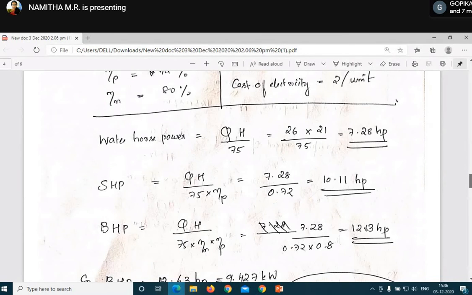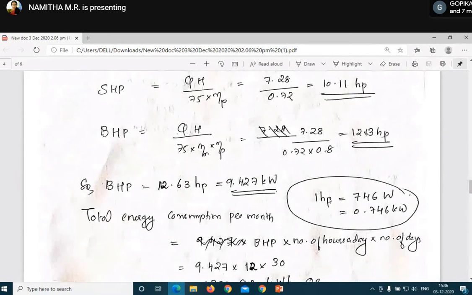Okay. So how can we convert this HP into kilowatt? 1 HP is equal to 746 watts. That means 0.746 kilowatt. This thing you have to remember. So we have to multiply this 12.63 with 0.746 for getting this kilowatt reading. So we'll get 9.427 kilowatt.